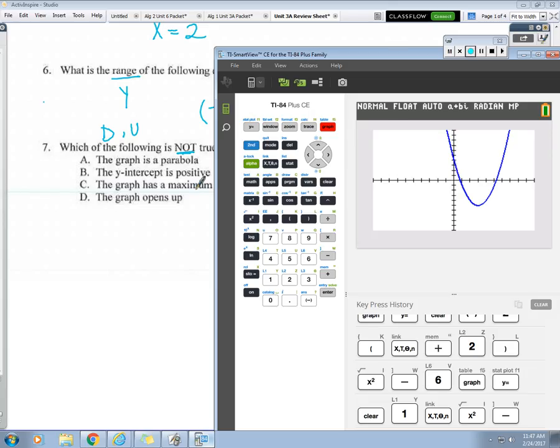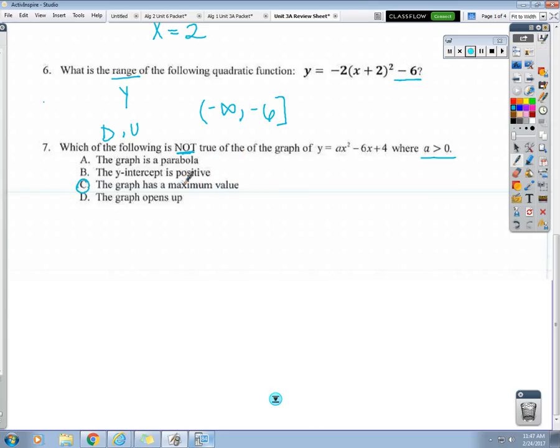The graph has a maximum. Why not? What would have to have happened for this graph to have had a maximum? It would have had to go up and down, which would have been represented how in the equation? The A would have had to have been negative, okay?